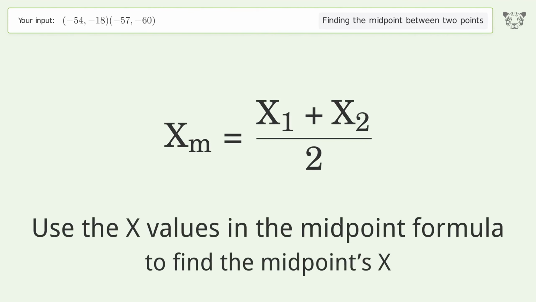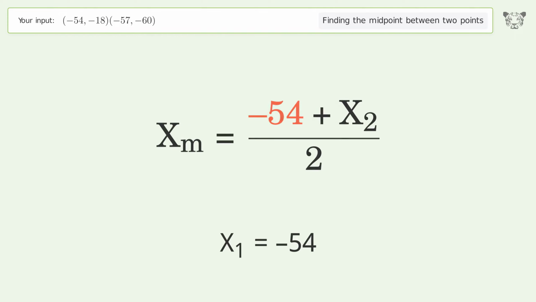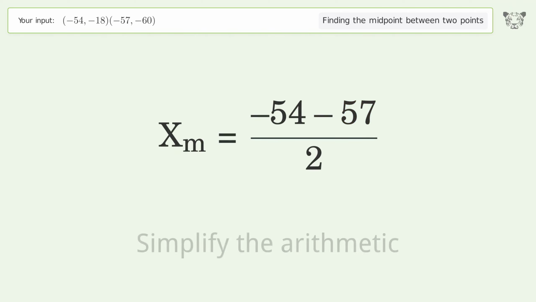Use the x values in the midpoint formula to find the midpoint's x. x1 equals negative 54. x2 equals negative 57. Simplify the arithmetic.